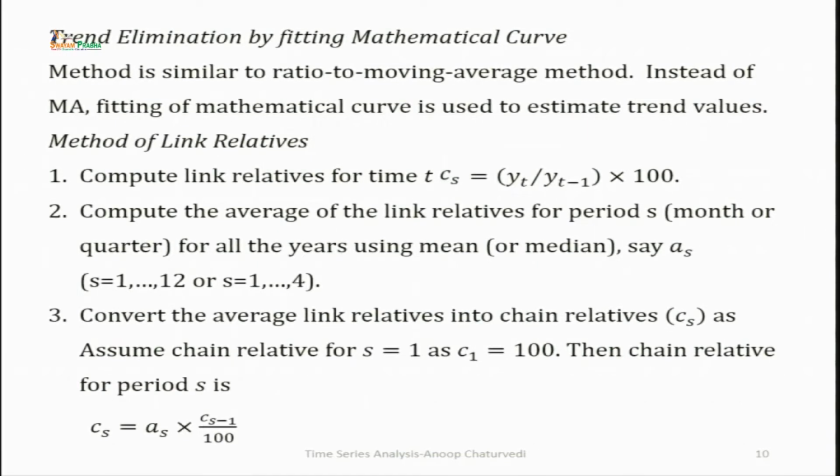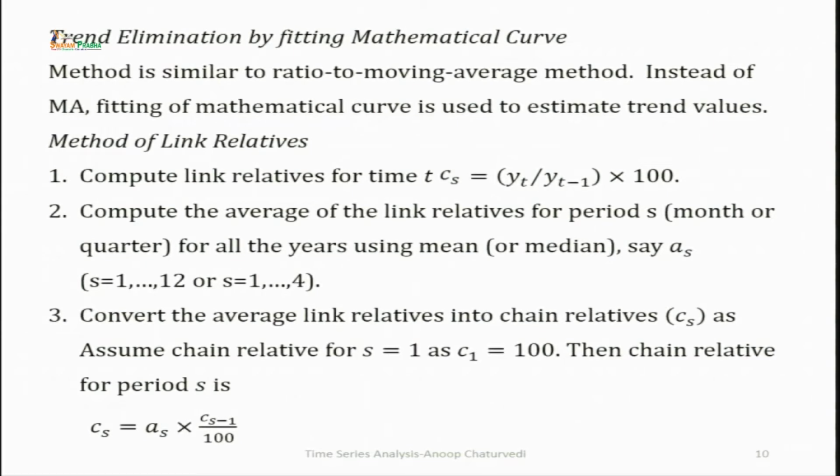Then we compute the average of the link relatives for the period S. This S may be month or S may be the quarter, for all the years using mean or median, say AS. For the monthly data, S varies from 1 to 12, for the quarterly data, S varies from 1 to 4.